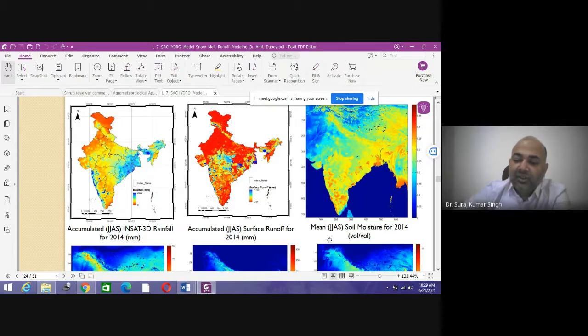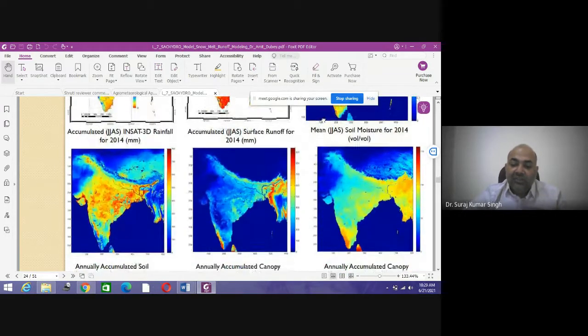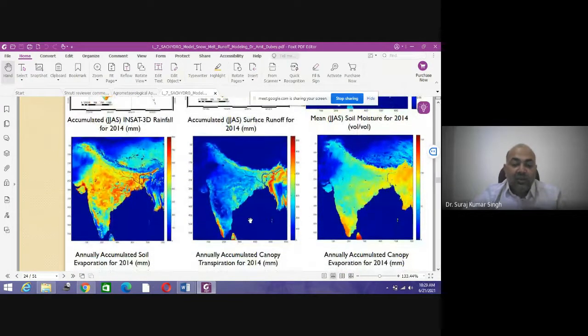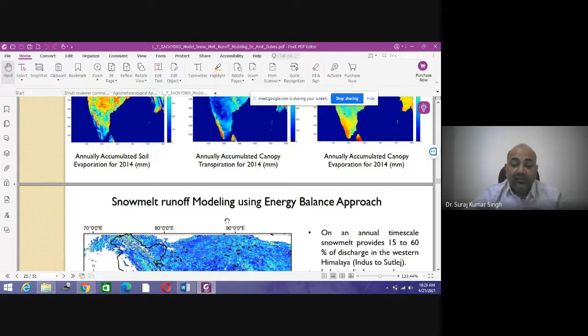Apart from this, you can also see the soil temperature of the area. By seeing such satellite data, a layman can understand and have a real visualization. And when you see all this, you can identify what the problem is in that area and why such problems are recurrent in a particular area. Not only that, we'll be calculating the soil evaporation, then the canopy transpiration and accumulated canopy transpiration for the year 2014.